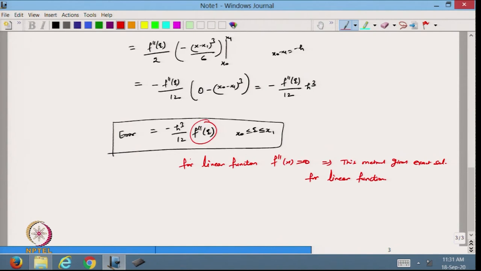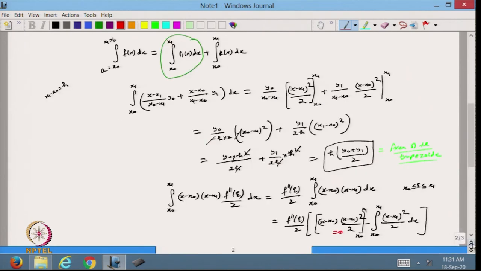So, for a linear function, if we do the integration, we will get the exact value using the trapezoidal rule. So, that is the way we can find out the error. Now, this we have done.